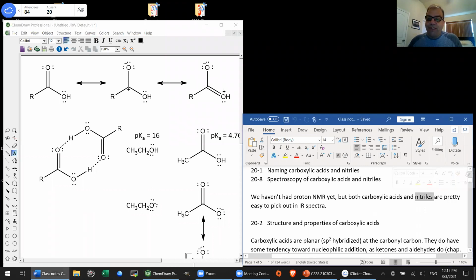Again, I don't have exact numbers committed to memory, but I believe you'll find the nitrile carbon-nitrogen triple bond stretch, if I recall right, around 2,200 wave numbers, give or take, and there's very little else that shows up there.